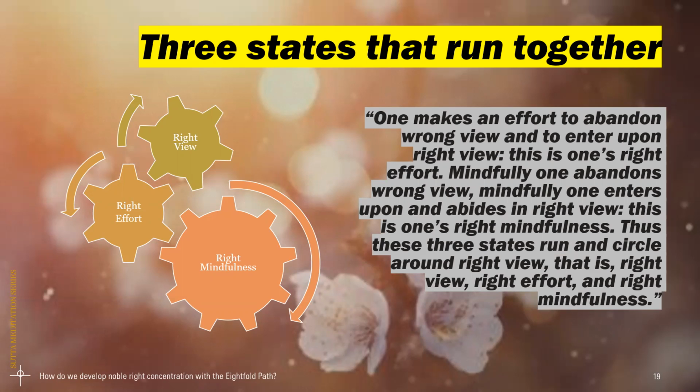What the Buddha is saying here is that right view, right effort, and right mindfulness work together. Right effort and right mindfulness take the instruction from right view. Noble right view says, this is wrong view and this is right view. Right effort abandons, develops, and protects according to what right view says. And then right mindfulness is the gatekeeper that ensures that it happens and it provides support. So what does this mean in practice?